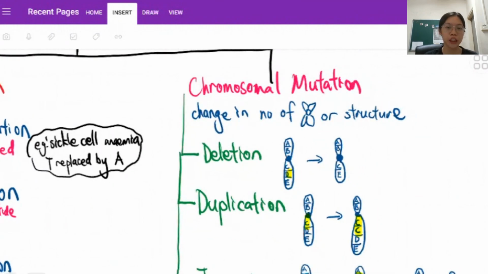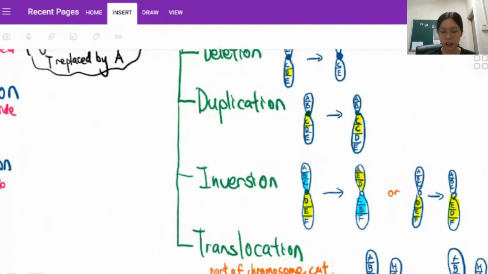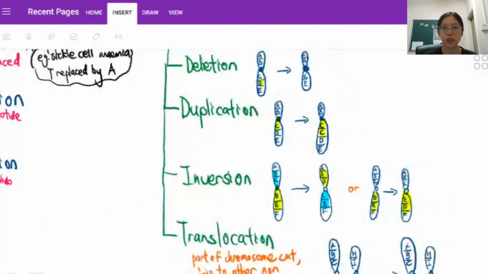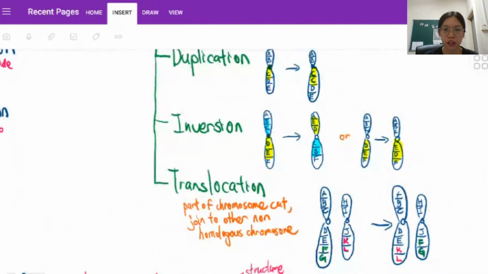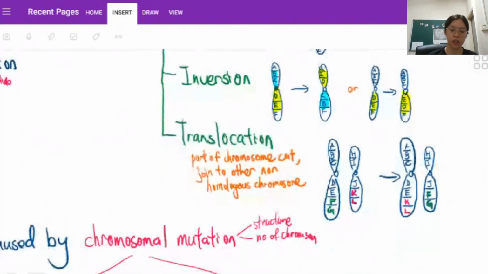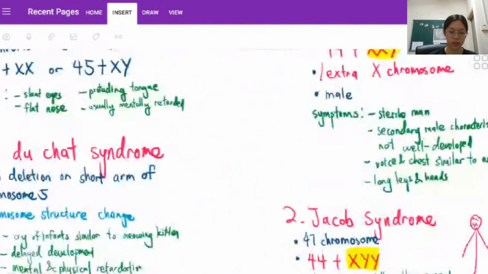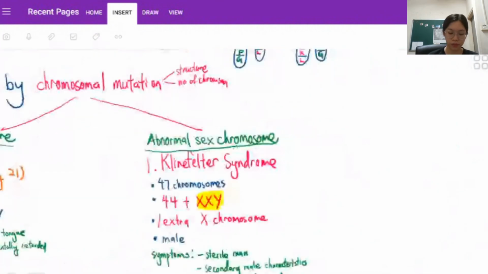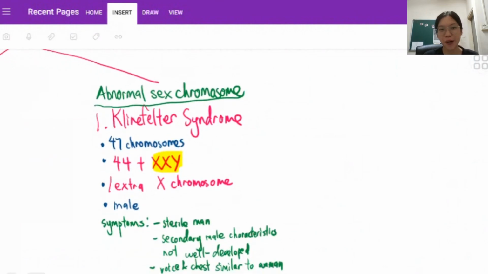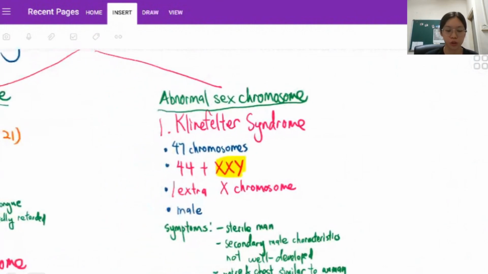And chromosomal mutation is not only changes in the structure, it can also be due to changes in the number of chromosomes. So these four lead to changes in the structure of the chromosome. Can you see the structure is different already? But what about changes in number? That's where we learn this part, whereby the individual may have one extra chromosome or lack one chromosome.